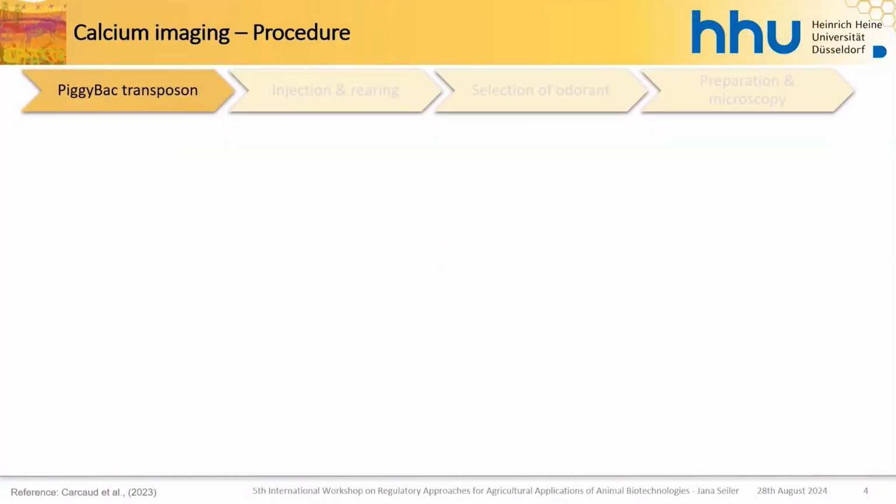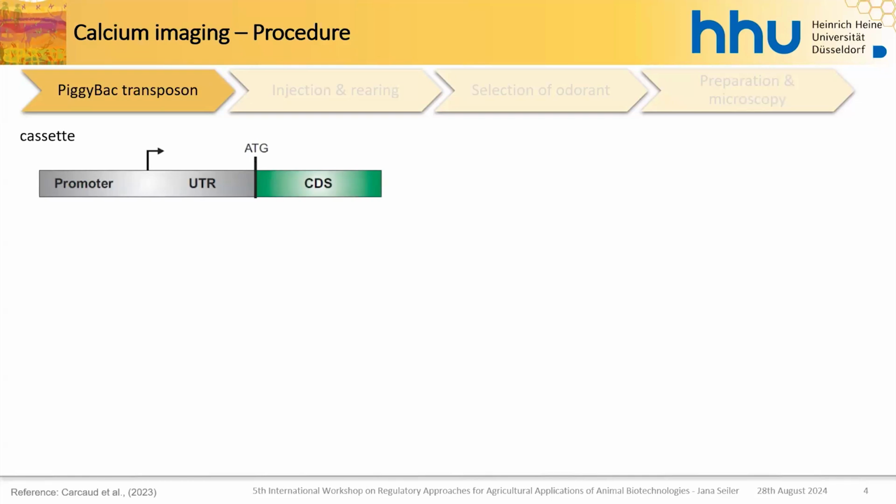Let's start with the piggyBac transposon system into which we integrate the calcium sensor. First, we need a so-called cassette. This cassette consists of two main parts, a promoter and a coding sequence. In our experiments, we used a synapsin promoter. This promoter ensures that the gene is activated specifically in those cells that are responsible for transmission of nerve signals.